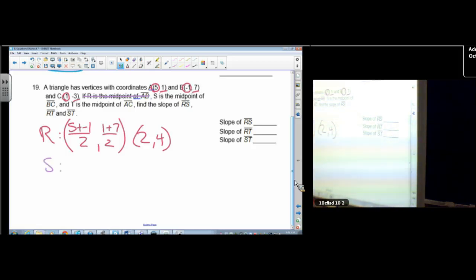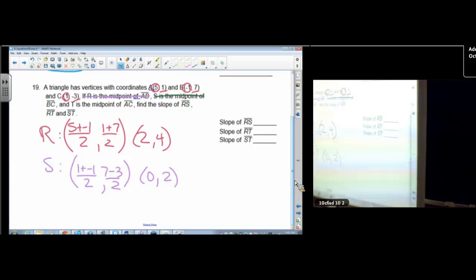S is the midpoint of BC. So we're going to add our x's and divide by 2, and add our y's and divide by 2. Check me, make sure I'm doing this right. Okay, so 1 plus -1, that's 0. 0 divided by anything is 0. 7 minus 3 is 4. 4 divided by 2 is 2.